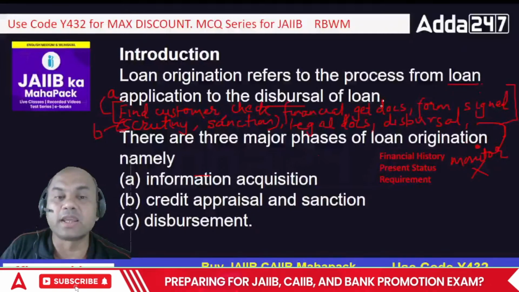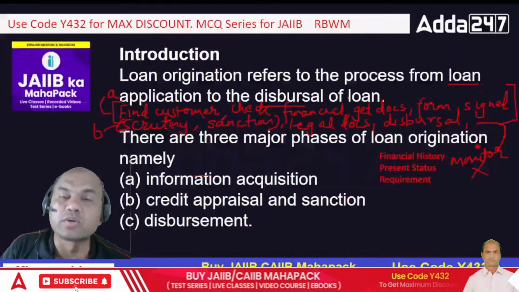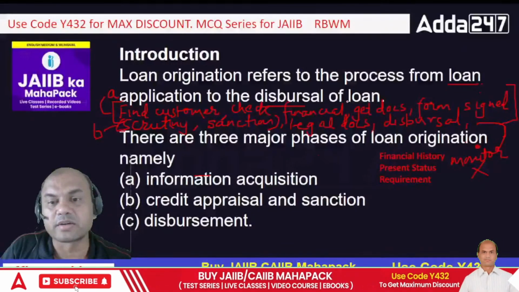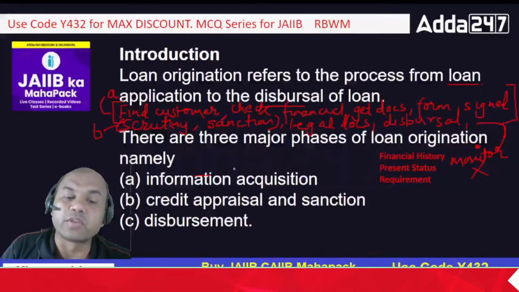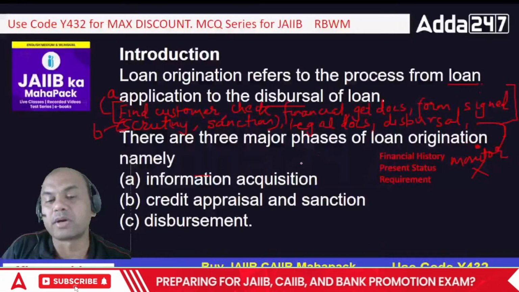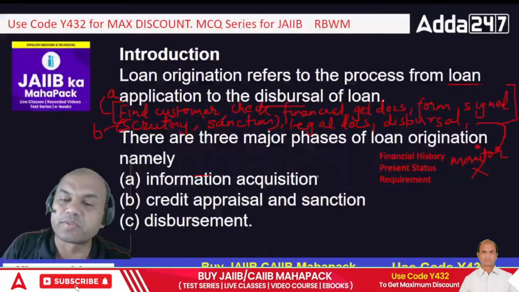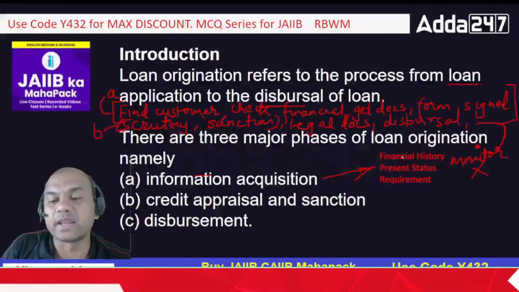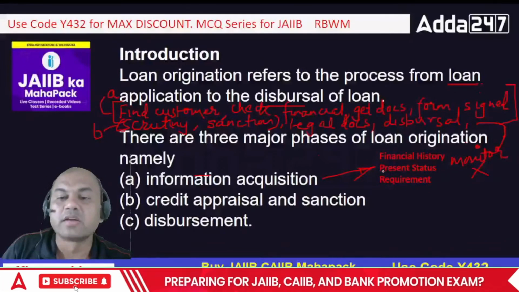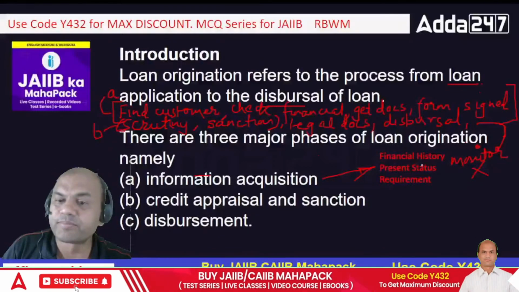That's why getting the documents is also a difficult part. And nowadays with e-lending, there is zero documentation now, isn't it? So information acquisition is an important part. In information acquisition, what do we have? We find out 3 types of information. What are these 3 types of information? One is financial history of that customer, then present status, and the requirement of the loan. Okay.